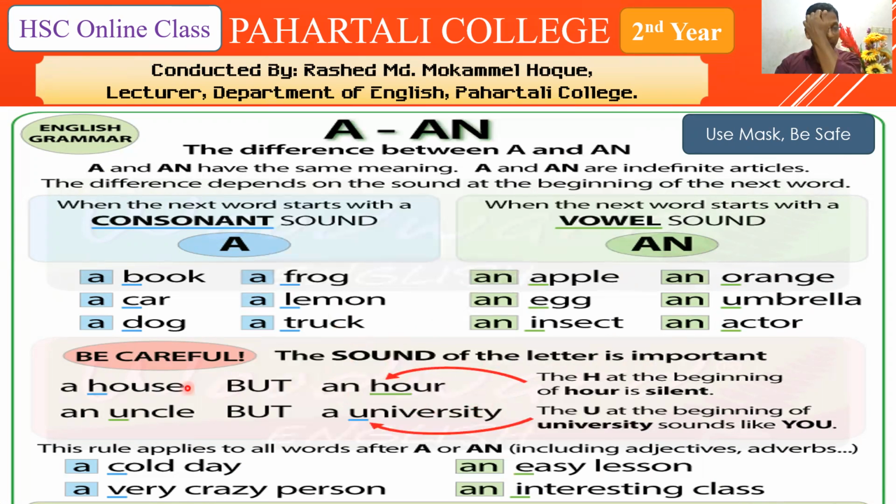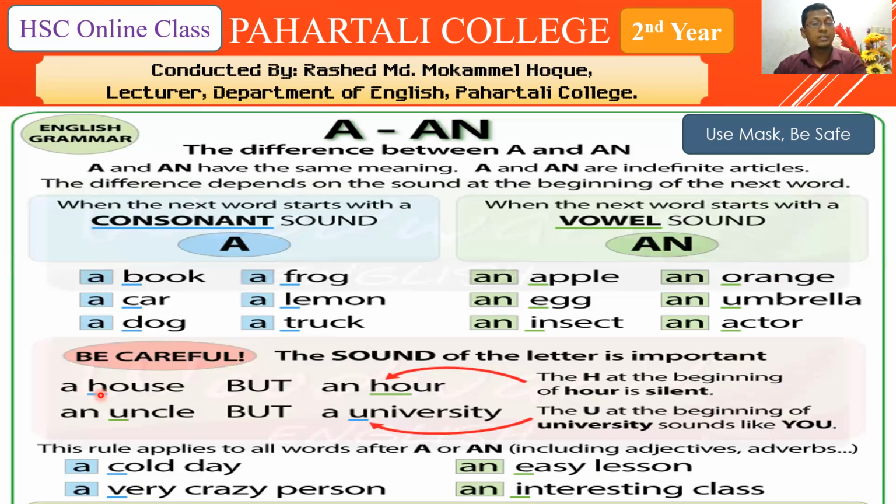Say for example, a house. H is a consonant and it's pronounced, so there will be a. But an hour. I didn't say hour, I say an hour. We pronounce it an hour. Though the word starts with a consonant letter, it's pronounced with a vowel sound, so there will be an.